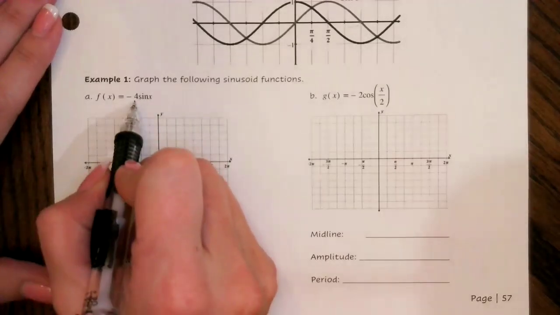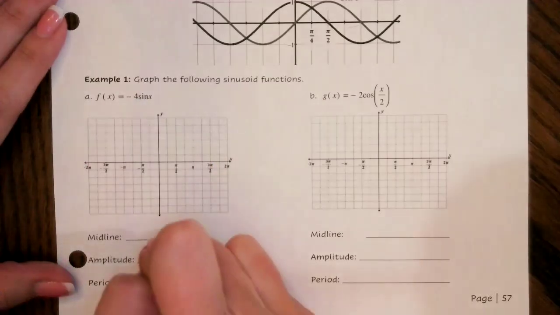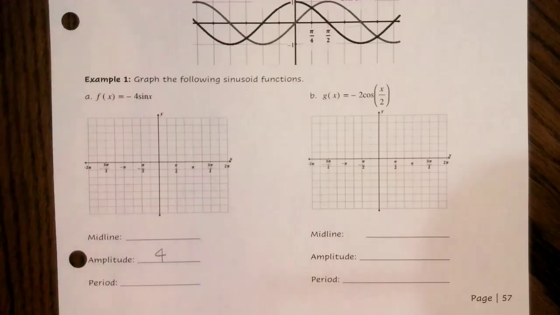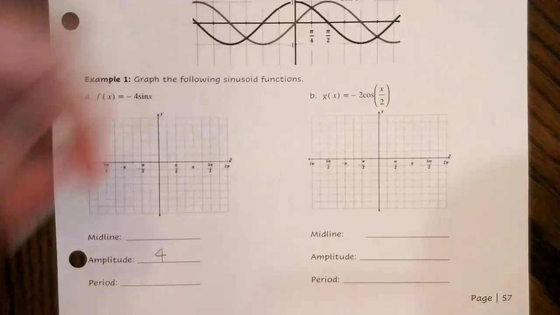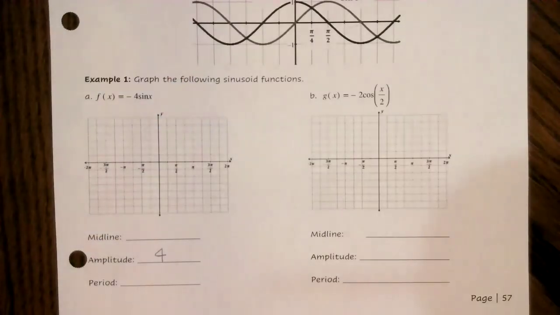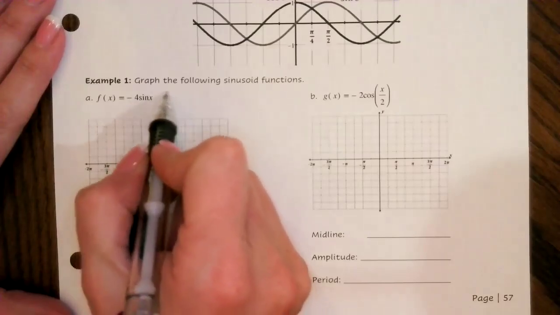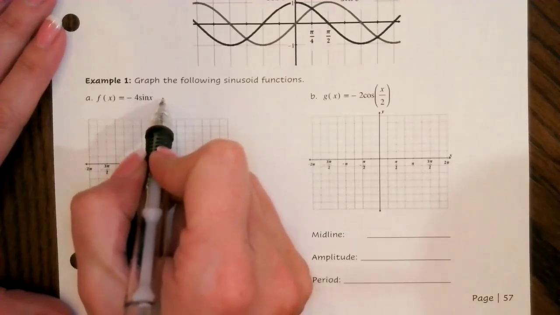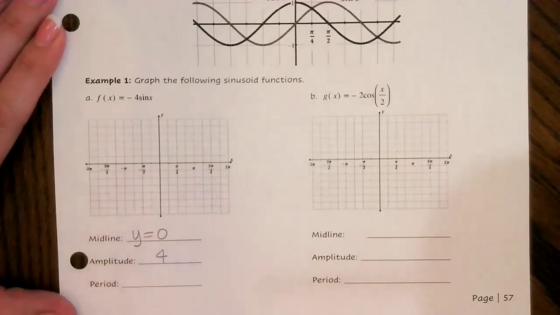Now, in the last couple classes we spent talking about this 4 up in the front. That is the amplitude. So it is a vertical dilation. Remember, vertical dilation is when you do this, so that's affecting the amplitude in this trig function. There is no vertical translation here. We're not adding or subtracting anything to it, so our midline is going to stay right where the parent function was, which was y equals 0.